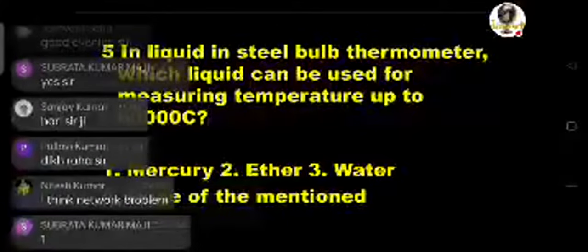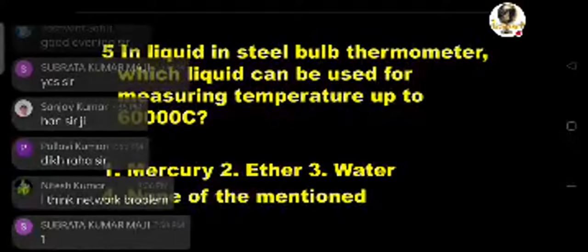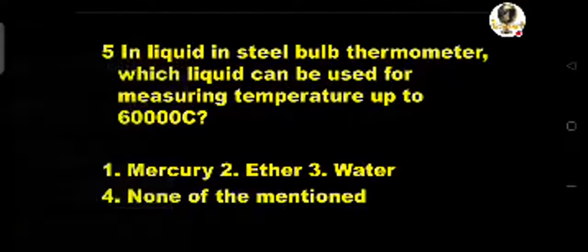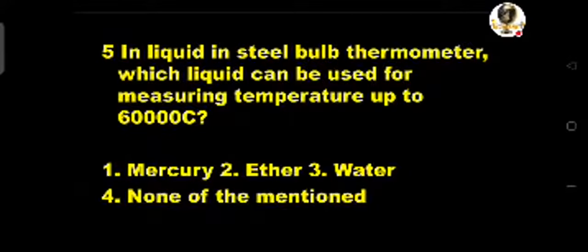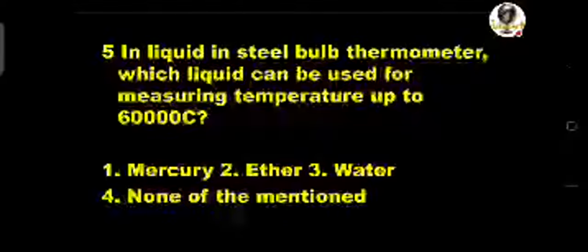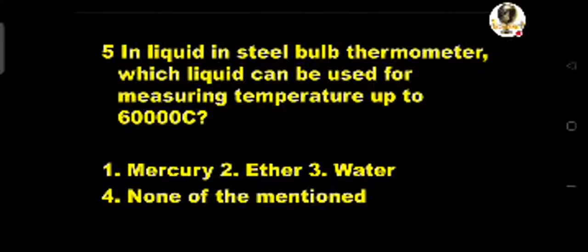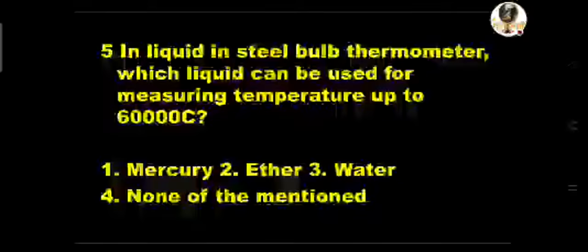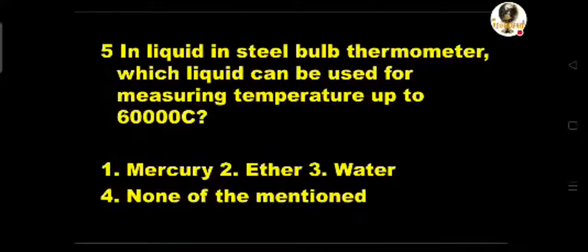Nitish Kumar, Subrata Kumar Maji, Pallavi, Santosh, all welcome. Option 1 is mercury, option 2 is ether, and option 3 is water. And this is very important: for every question I explain elaborately why it is the correct answer. For question number 5, mercury as a liquid provides a temperature range of basically minus 40 to 650 degrees centigrade. So definitely the answer is mercury.